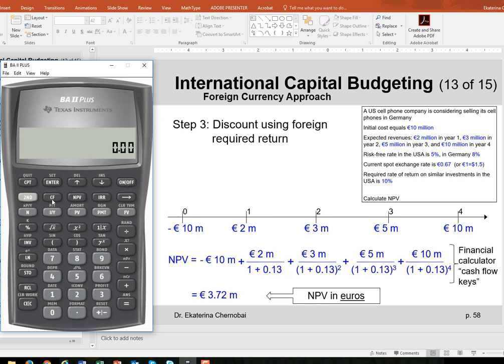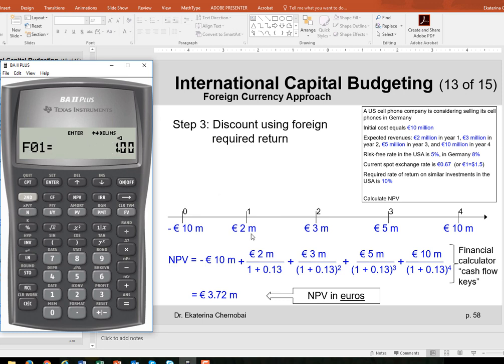So let's turn it on, press the CF button. Cash flow 0 in euros, minus $10 million. Let's just drop all the 6 zeros. Just stick to 10, 2, 3, 5, and 10 again. 10, negative, enter. So we have just saved the cash flow for year 0 as negative 10. Press the down arrow key. Cash flow number 1 in the future, that's 2 million euros. I press 2, enter, down arrow key.